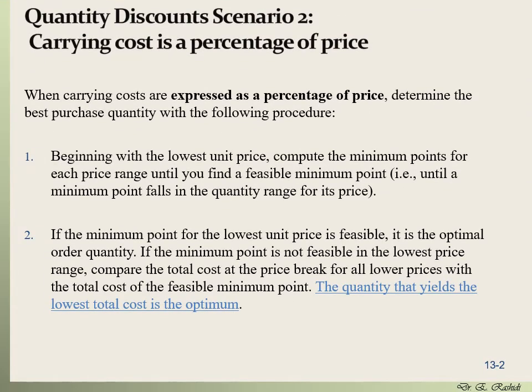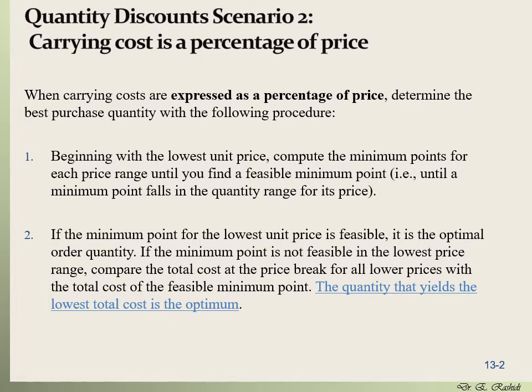The second scenario in the quantity discount model is when the carrying cost is a percentage of price. This means that H is not going to be a fixed value. It's going to depend on the price. And since this is a discount model, based on the range you fall in for different quantities, you get a different price range, and you're also going to get a different carrying cost. So let's see how this works, the second scenario.